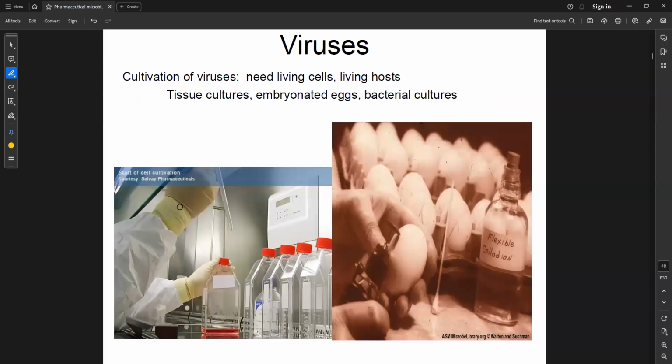Thank you. So for viruses, cultivation, you need living cells. So the living cells are HeLa cells. The famous lady who gave us the cells that never die. What's her name?